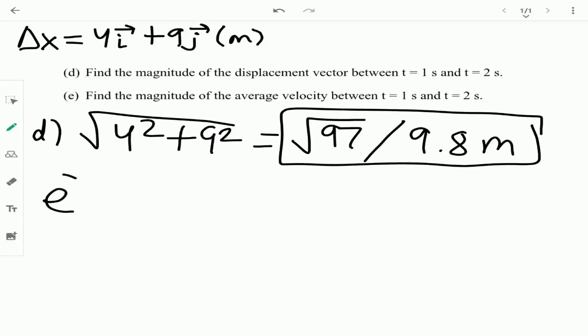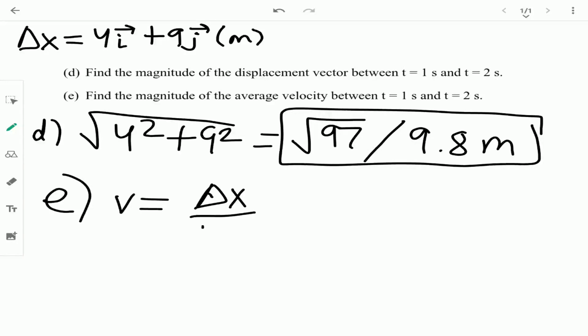Part E. Find the magnitude of the average velocity between time 1 and 2 seconds. So what is the formula for average velocity? Well, it's displacement over time elapsed. So let's write that down: v equals delta x over delta t.